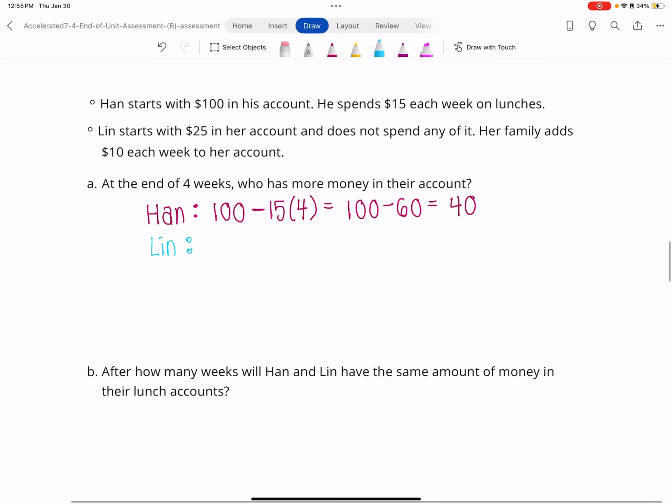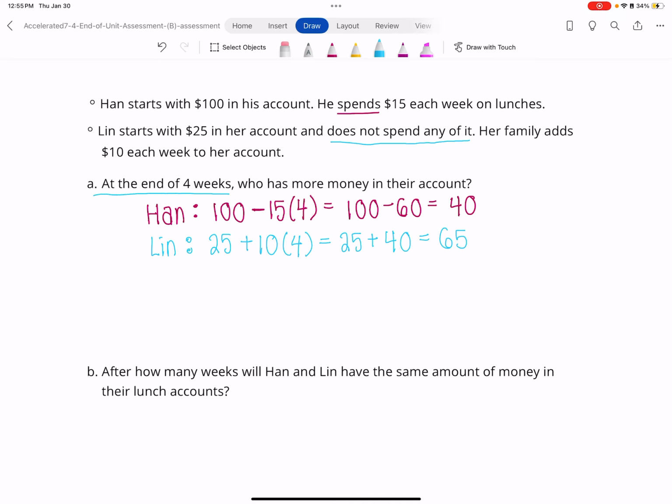started with $25 in her account, and she does not spend any of it. So unlike spending like Han, she kept the money in her account, and so it keeps growing. We're going to add $10 each week, so 10 plus the 10 times 4. And we end up getting 25 plus 40, which equals 65. So actually, Lynn has more money in her account at the end of 4 weeks.